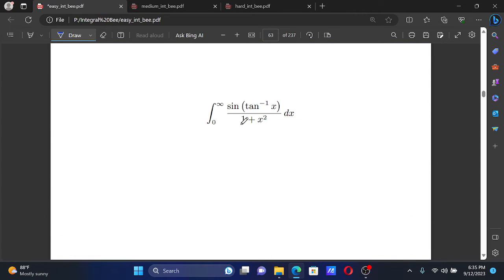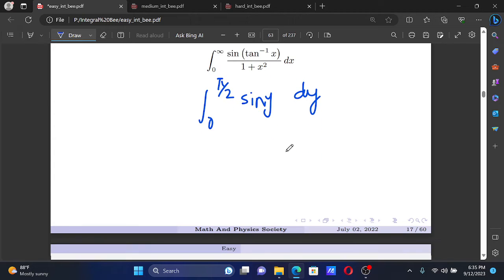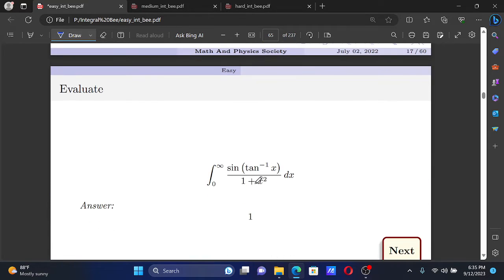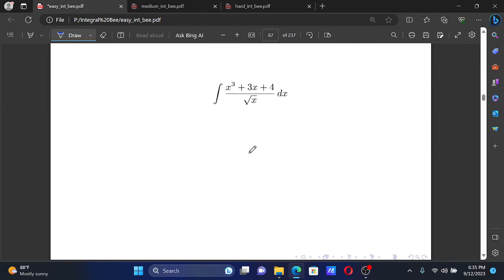Yeah. Let's go to the next one. For this one, we can just let tan inverse x as y. So 0 to pi by 2, and then we have sine y dy, and minus cos y from 0 to pi by 2, so that 0 plus 1 is equal to 1. Next one. Let's go to the next one.